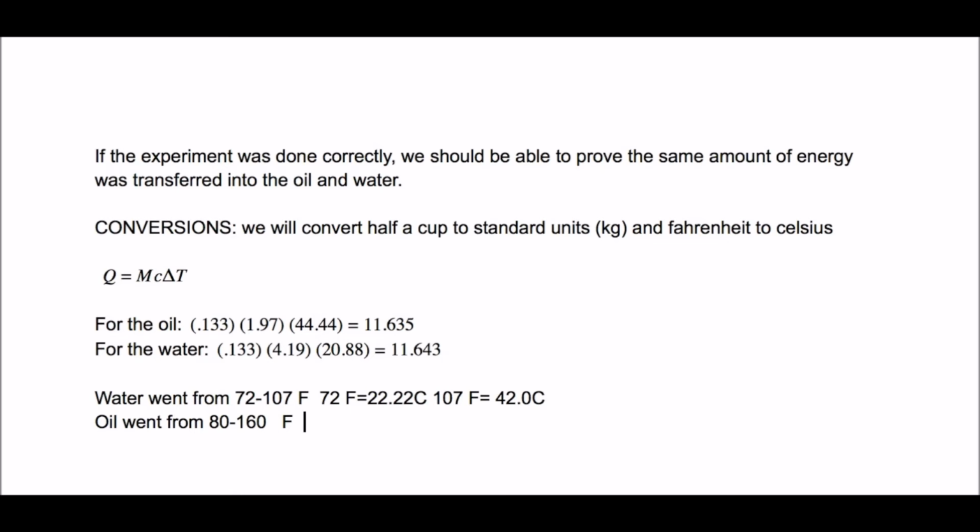Now, in this experiment, Q is supposed to be equal because the heat that we applied to each of the substances is supposed to be equal. The idea is to show that despite the fact that the initial and final temperatures for each of the substances were different, they had the same amount of heat applied to them. So the experiment shows that Q came out to nearly the same number for both the oil and the water. So what this shows is that the data is correct.